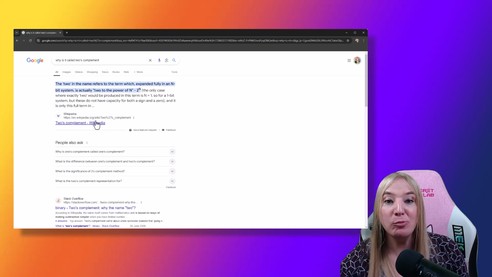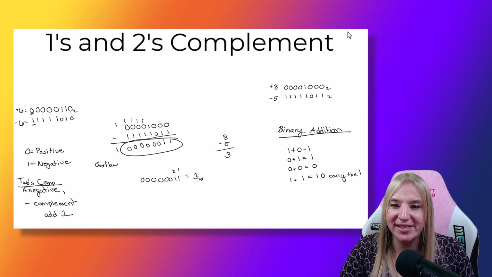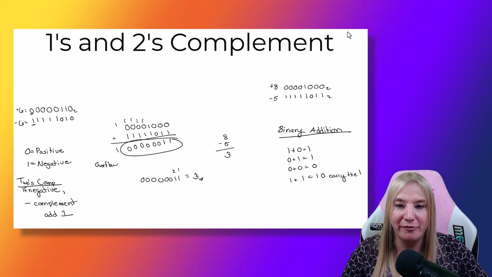There are some really handy articles on this kind of stuff, so if you're interested, I highly recommend looking into it. I hope this gave you guys a nice overview of 2's complement.